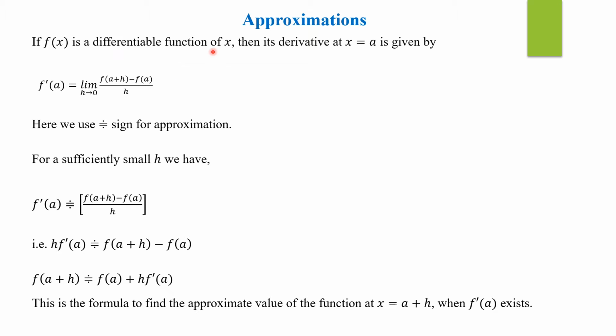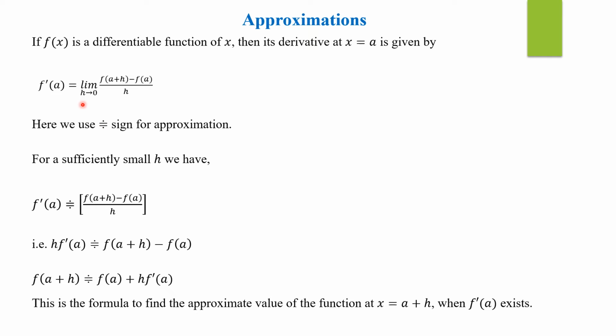If f(x) is a differentiable function of x, then its derivative at x = a is given by the formula f'(a) = limit h tends to 0 of [f(a + h) - f(a)] / h. That is the definition of derivative at a point. Here we use this sign for approximation, for a sufficiently small h.